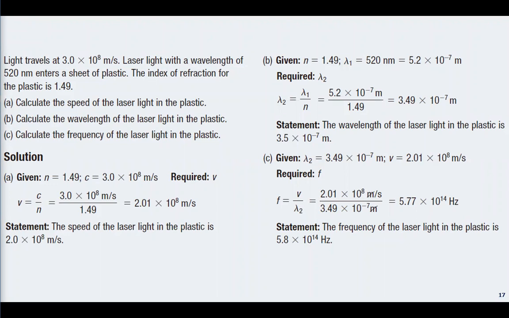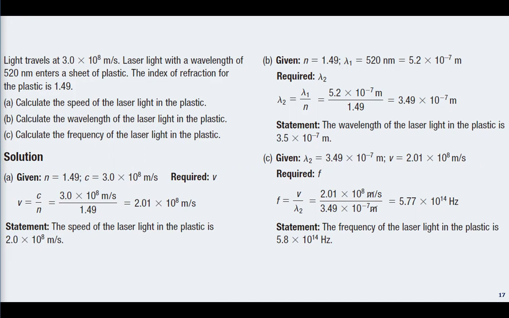So the speed of laser light in the plastic is 2.0 times 10 to the power of 8 meters per second. In question B, according to the derived formula from Snell's law, we know lambda 1 n1 equals lambda 2 n2, right? So lambda 1 is the wavelength of this laser light in vacuum. n1 is the index of refraction of the light in vacuum, which is 1, right? And n2 is the index of refraction in the plastic.